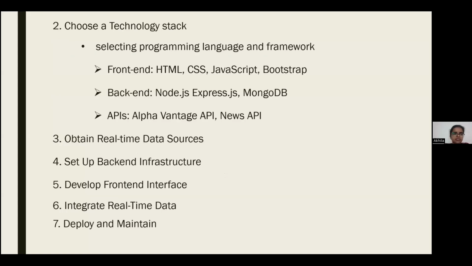Secondly, we have to choose the technology stack. In the technology stack, we have to select the programming languages. For the front end, I have selected HTML, CSS, JavaScript, and Bootstrap. For the backend, I have used Node.js, Express.js, and MongoDB. For APIs, I have used Alpha Vantage API and News API, where Alpha Vantage API is used to get the stock market data, and News API is used to get the financial and stock market news.